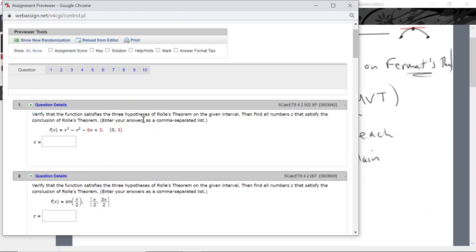On WebAssign, you only need to enter the values of C that satisfy the conclusion of Rolle's theorem, even though it does ask you to verify that the function satisfies the three hypotheses. So I want to make sure that you pay attention in the typed lecture notes and in a couple other exercises they'll do here in the video, that we're very specifically verifying that the function satisfies the three hypotheses. It's not enough to just say it is verified, therefore let's do the problem. You have to actually demonstrate why you know that the conditions are verified.